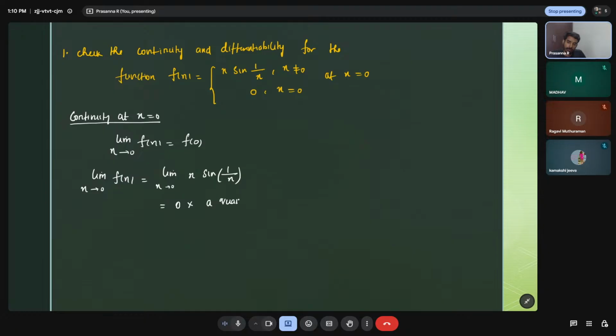It is a quantity that oscillates between -1 and +1. But since we have 0 into something, the whole thing will be 0. If you have only sine 1 by x, the limit does not exist. But we have 0 into something that does not exist. It will be 0 only. And what about f of 0? It is 0, right? So therefore, f is continuous at x equal to 0.